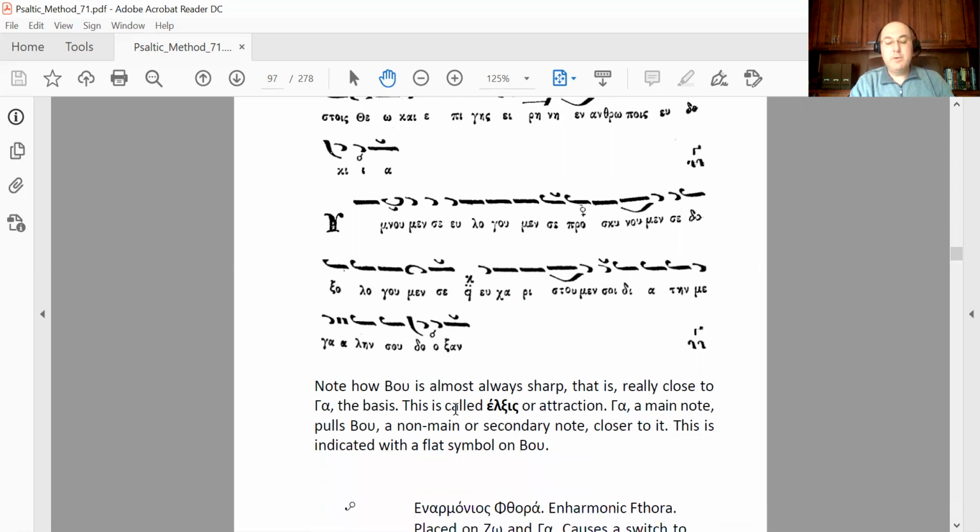Couple of things I want to tell you. It's something called elxis, or the attraction. And I want to talk to you a little bit about this. Note how vu is almost always sharp, that is really close to ga, the basis. For example, here. Di, ga, vu, ga.